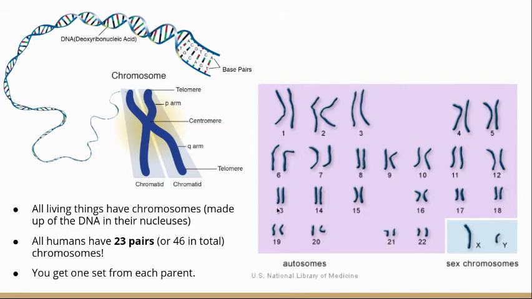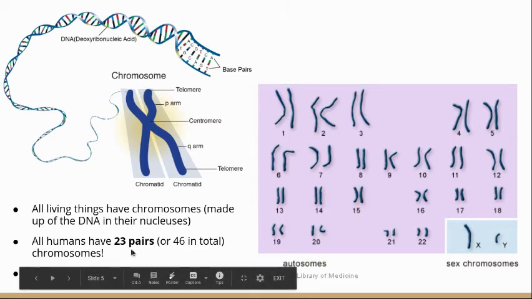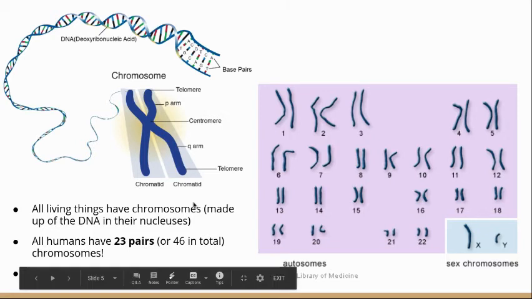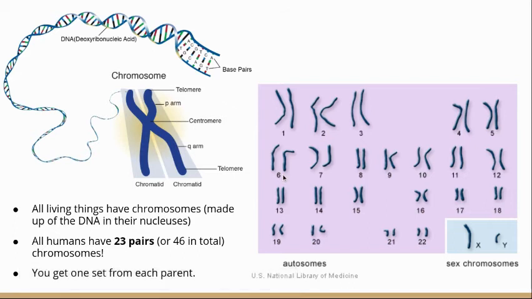Now, you might see that there are pairs, right? These are identical, these are identical, these are identical. And that is because you get one set from each parent, right? You're kind of taught that you are 50% your mom and 50% your dad, and that is literally correct. You get half of your DNA information from your mom and the other half from your dad, and that's what creates you as a very unique individual.